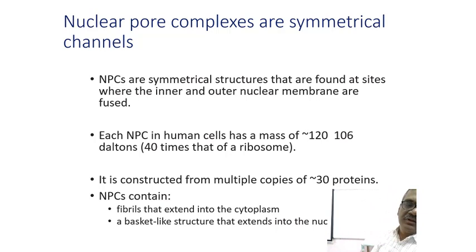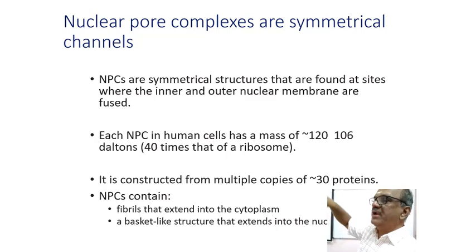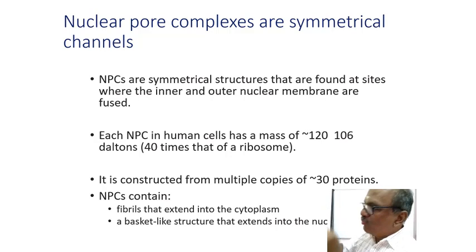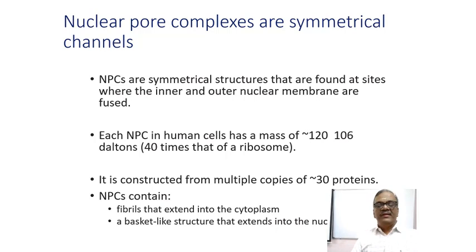Okay, when the outer and the inner membranes are fused, it will not allow the material through, and a condition where the outer membrane alone opens while the inner membrane is fused is not there. Either both sides are open or both sides are closed. Okay, so the outer and inner membranes are fused, and in the human cell each NPC has a mass of 120 to 10^6 daltons, 40 times that of a ribosome. See the size of that one, it is very big, and it is made from multiple copies of 30 proteins, and it has fibrils extended to the cytoplasm and a basket-like structure extending to the nuclear side.